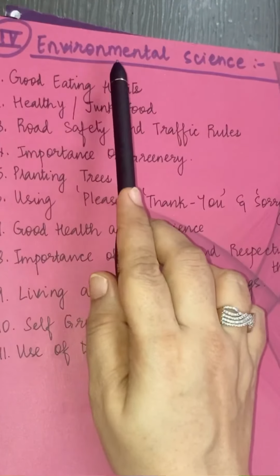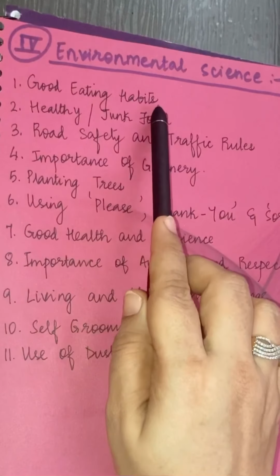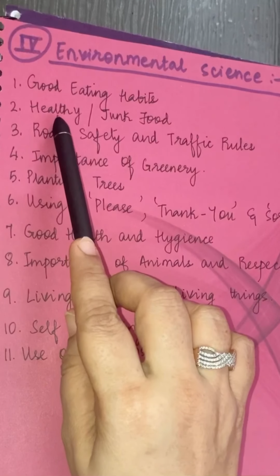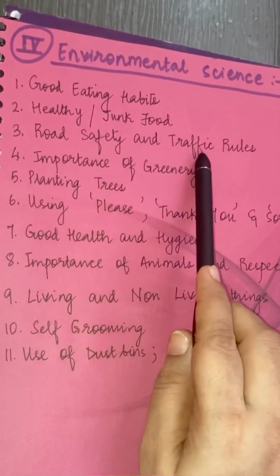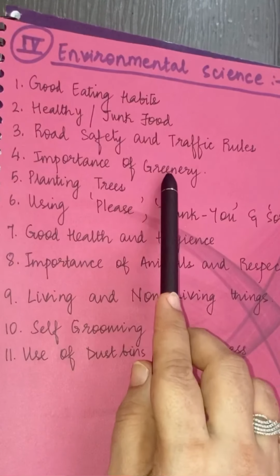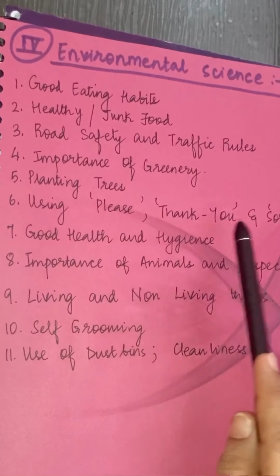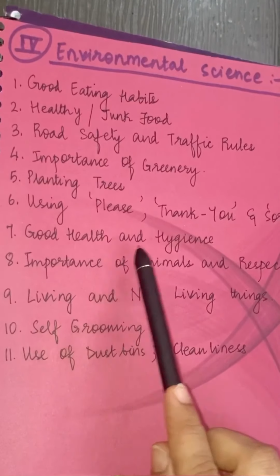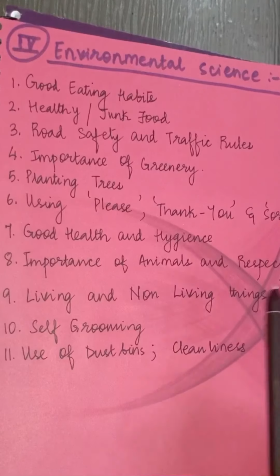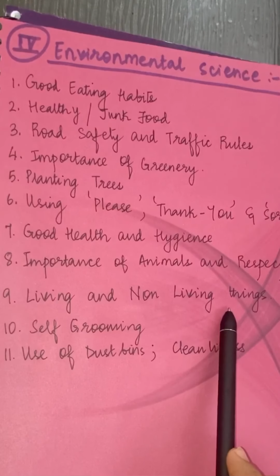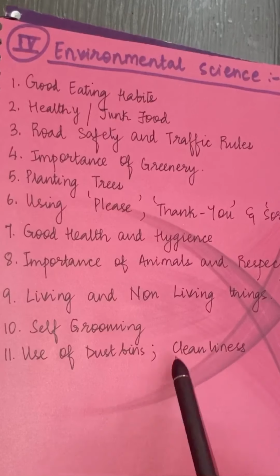The fourth part is the environmental science part. So in this they are taught about good eating habits, differentiation between healthy and junk food, saying no to junk food basically, road safety and traffic rules, importance of greenery, planting trees, using the words please, thank you and sorry, good health and hygiene, importance of animals and respecting and protecting them, differences between living and non-living things, self-grooming, use of dustbins, cleanliness, basically the cleanliness part.